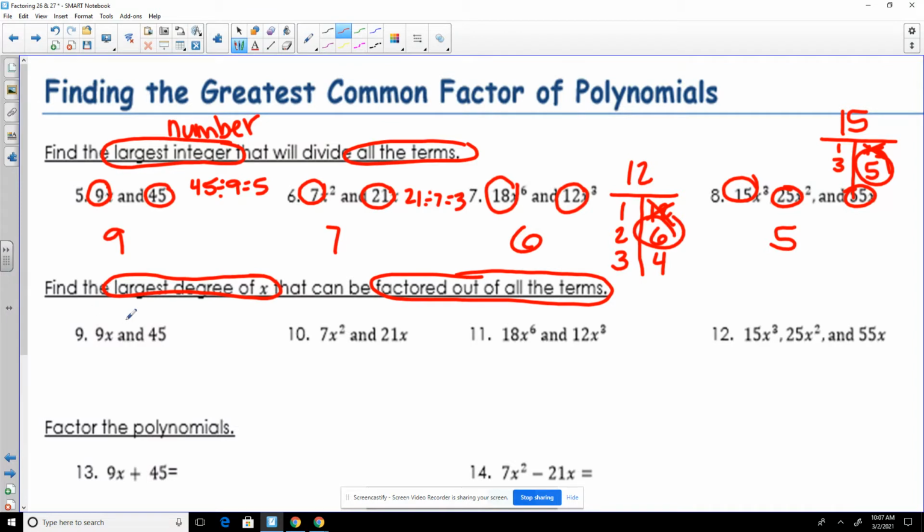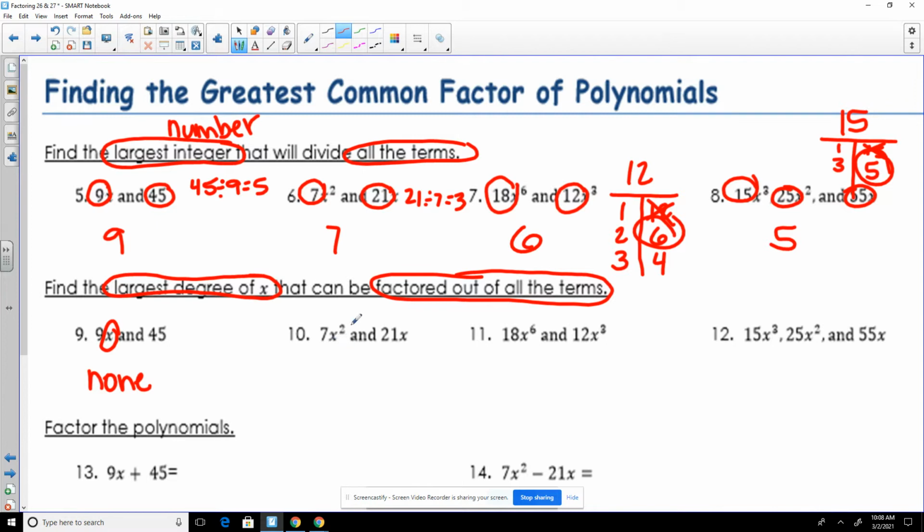So now we're going to look at our variables. We're going to essentially ignore the integers here and only look at variables. So in number 9, the same 2 terms, 9x and 45, I have an x, and then I have no x. So if I don't have the variable in both terms, I cannot factor out a variable. If there's no variable with the term 45, I can't divide out a variable.